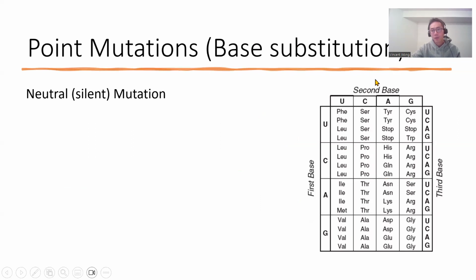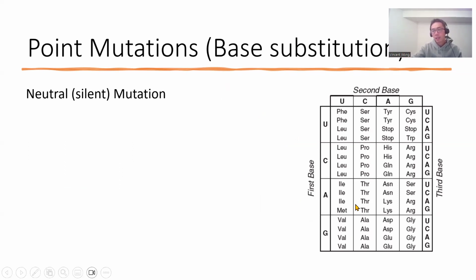So I want to go through different types of mutations with you. Let's start with what we call base substitution. Base substitution is a type of point mutation. They are the same thing, for our purpose. Point mutation is base substitution. And you can have three outcomes here. It can be a neutral mutation. It can be missense or nonsense. Let's talk about neutral or silent mutation first.